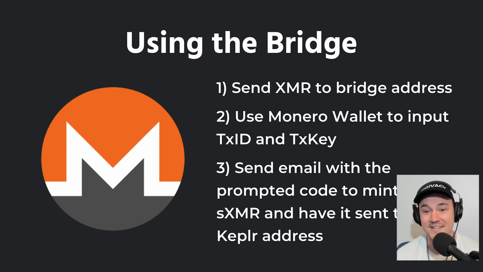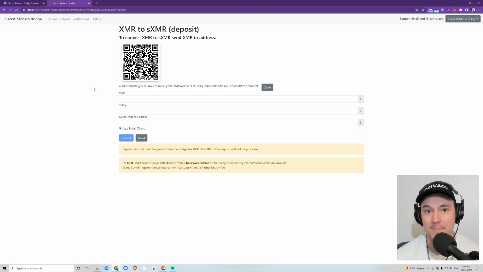To use the bridge, we're going to send the XMR to the bridge address. We'll use the Monero wallet to get our transaction IDs and keys and plug them in. And then it'll prompt us with some data, and we're going to send an email with that data, which is auto-prompted in. It's pretty easy. And once we send that in, it will mint our sXMR and send it to our Keplr address.